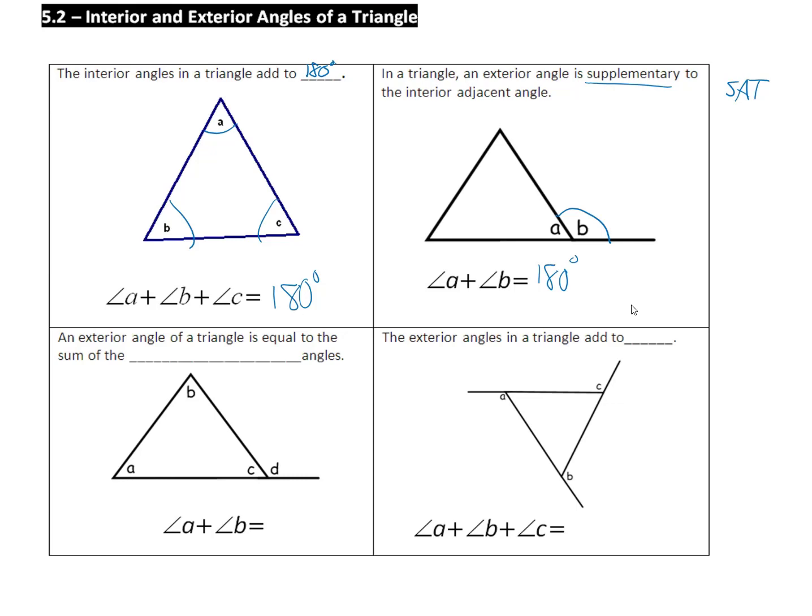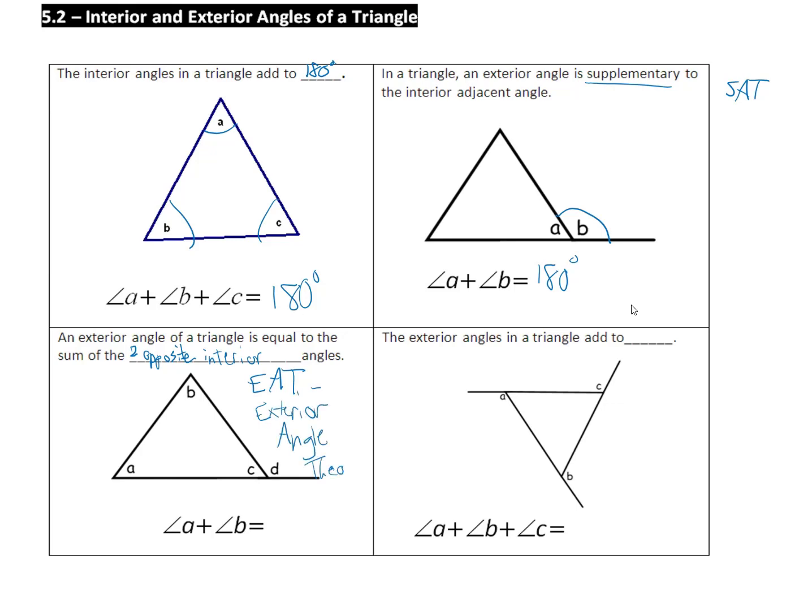An exterior angle of a triangle is equal to the sum of the two opposite interior angles. So just to clarify, an exterior angle of a triangle is equal to the sum of the two opposite interior angles. Our new justification will be known as EAT, Exterior Angle Theorem.